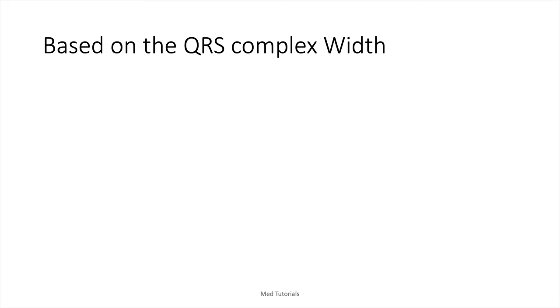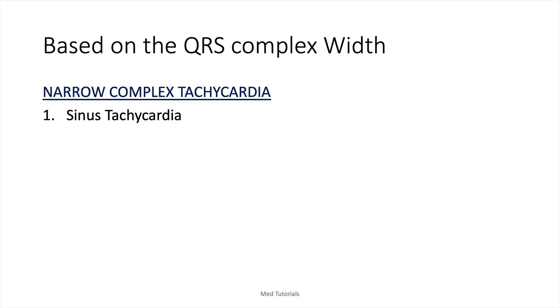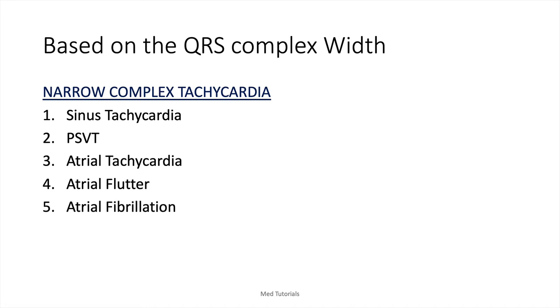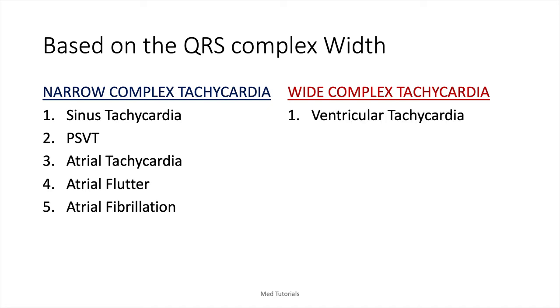So based on the QRS complex width, you have narrow complex tachycardia, and here we have a bulk of the different types of causes of tachycardia, like sinus tachycardia, all your PSVTs, your atrial tachycardia, your atrial flutter, atrial fibrillation. Whereas in wide complex tachycardia, you're dealing mainly with ventricular tachycardia. But there is a second cause which could be quite confusing, which is supraventricular tachycardia with aberrancy, and I'll be coming to that in the coming slide.